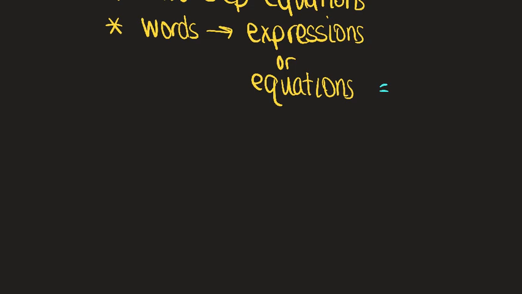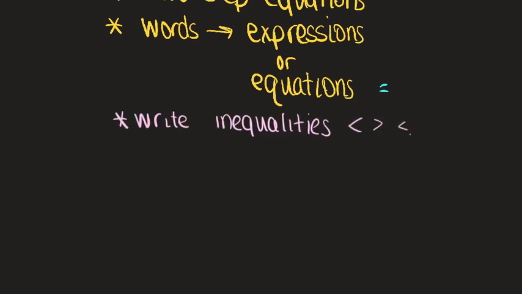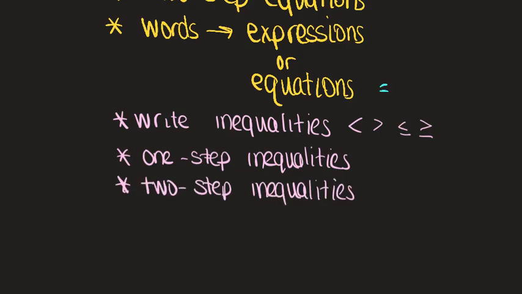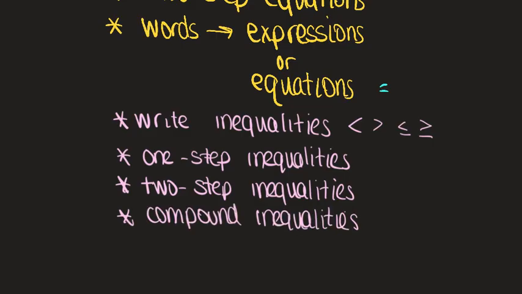The next section, we learned how to write inequalities. Inequalities have less than or greater than signs. We learned how to solve one-step inequalities and graph our answers. Then we did two-step inequalities and graphed our answers. And our last lesson dealt with compound inequalities, or and questions.